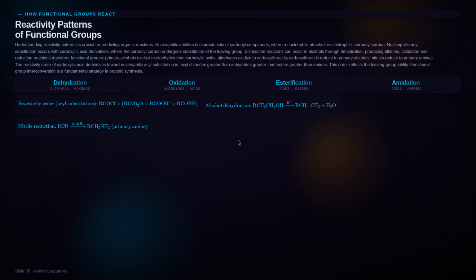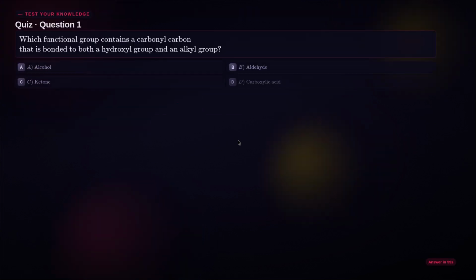The reactivity order of carboxylic acid derivatives toward nucleophilic acyl substitution is acyl chlorides, anhydrides, esters, then amides. Functional group interconversion is a fundamental strategy in organic synthesis.